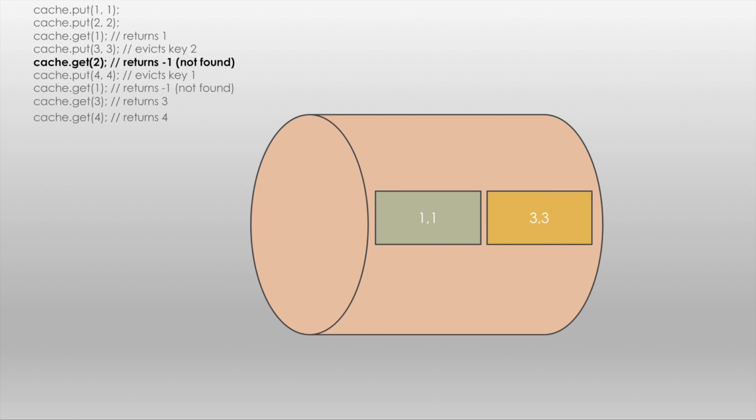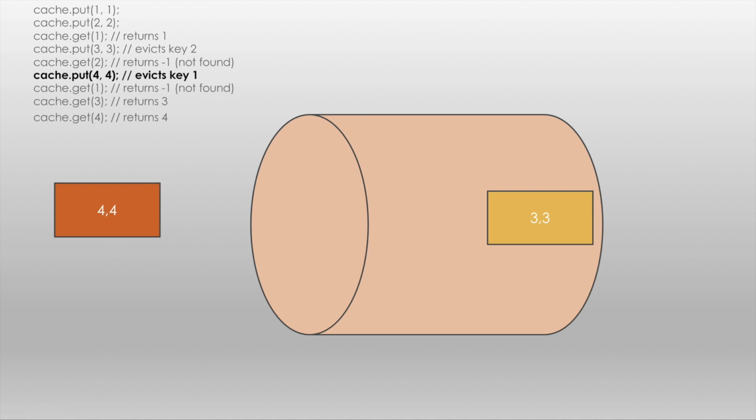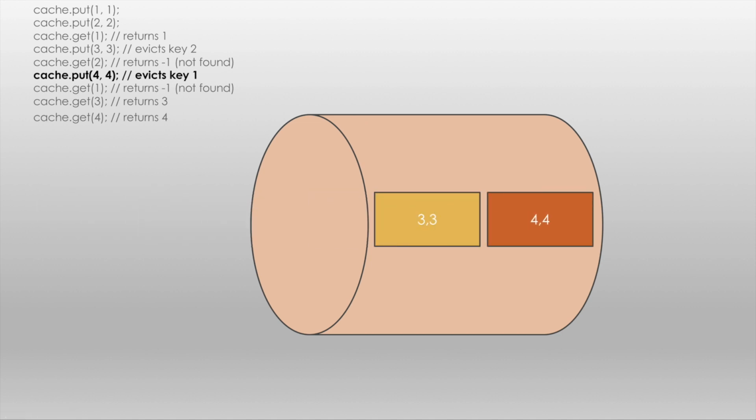Next we do a cache.get(2). Since the item is not present in the cache, we simply return -1. Then we have to insert the element (4, 4). Again, we find that the cache is at its full capacity, so we'll have to remove the item which is least recently used. In this case, it is (1, 1). So we remove it and also update the position so that (4, 4) is the most recently used and (3, 3) is the least recently used.